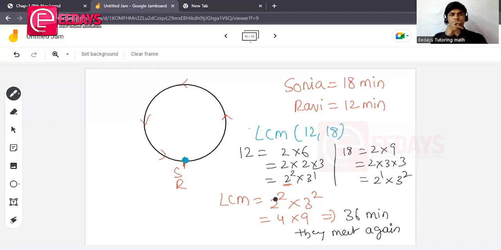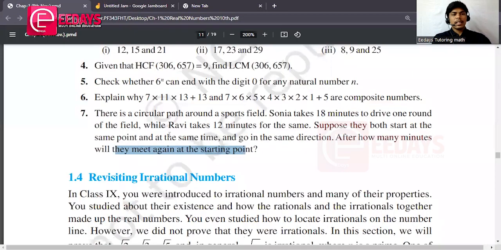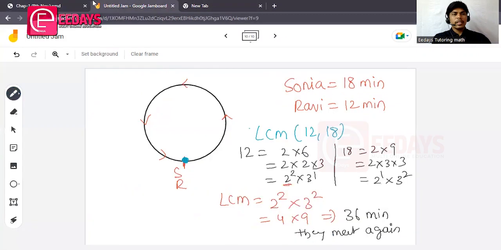I hope you understand how to solve this. Yeah, so here the question says they started at the same point, at the same time, and in the same direction. That's why we drew it taking the same direction. So here it is the same direction and the same point.